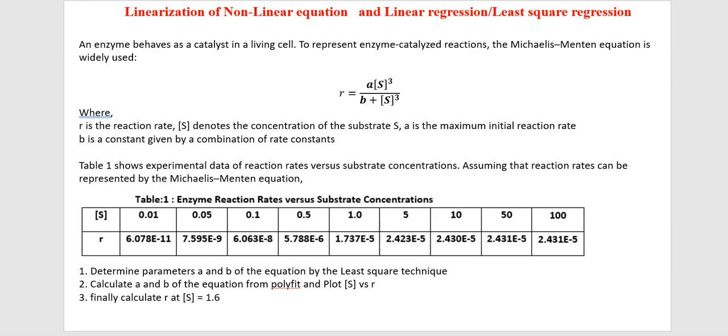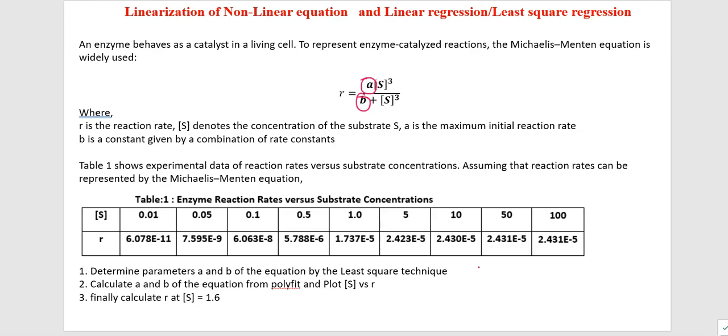Now Table 1 shows experimental data of reaction rate versus substrate concentration, assuming that the reaction rate can be represented by the Michaelis Menten equation. The data are given: the substrate concentration S and the reaction rate R. From this data we have to determine the parameters A and B of the equation by the least square technique.